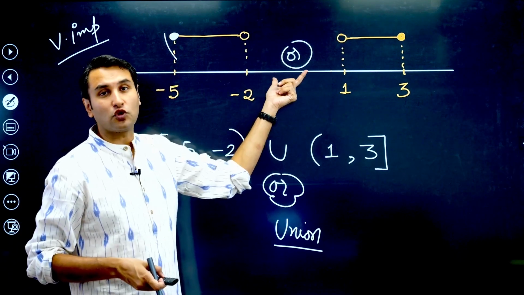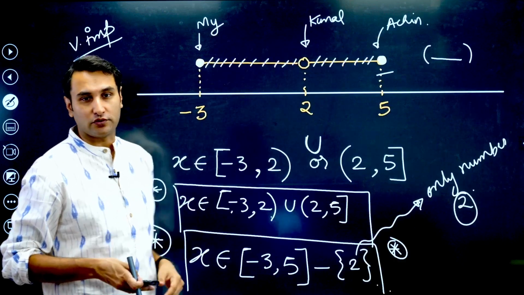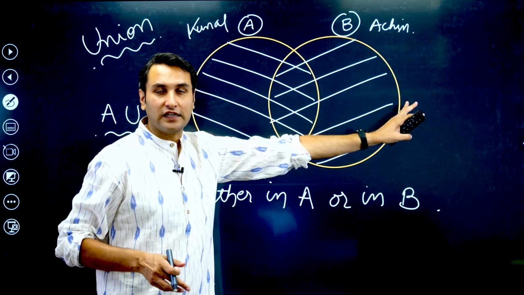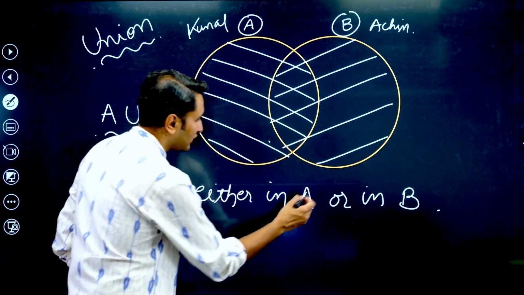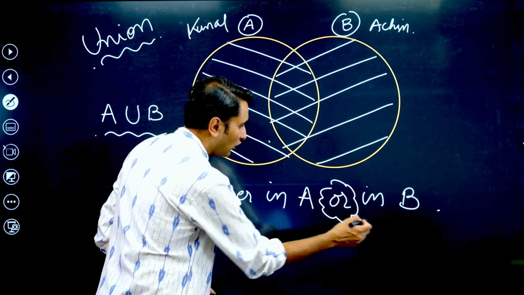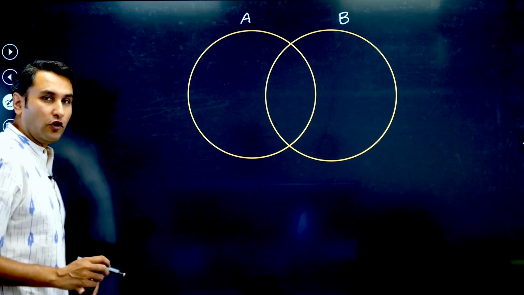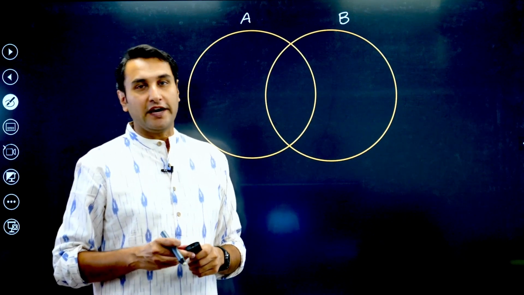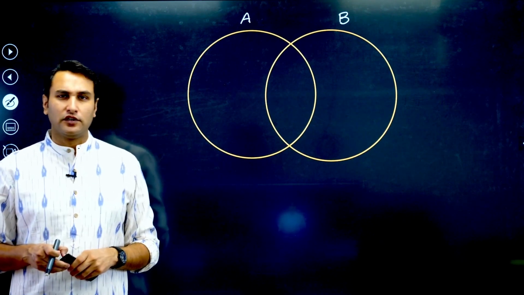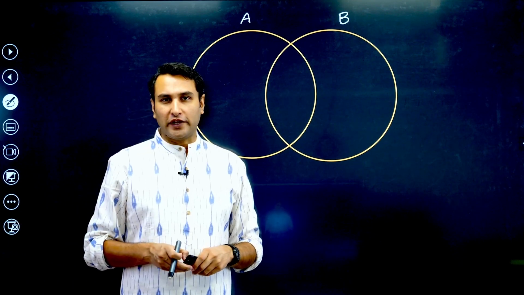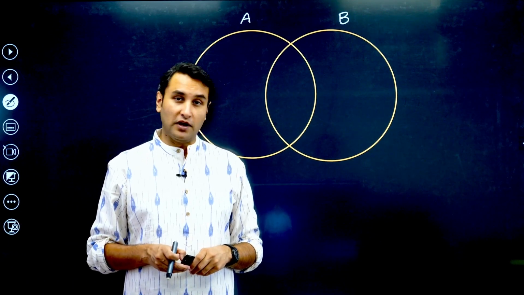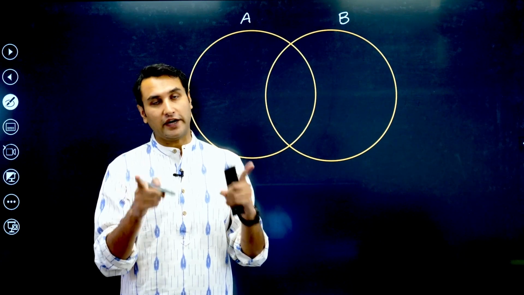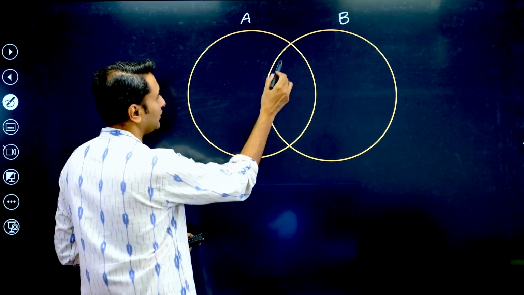In this case, there is no common compound. There is nothing common between the two. I'll take an example of that as well. So what is union? Either in A or in B. So in union, the important word here is or. But what if I came back home, my mother asked me, okay, where were you playing today? So my answer was, Mama, I was playing both in Kunal's house and Achin's house at the same time. It means, where was I playing?